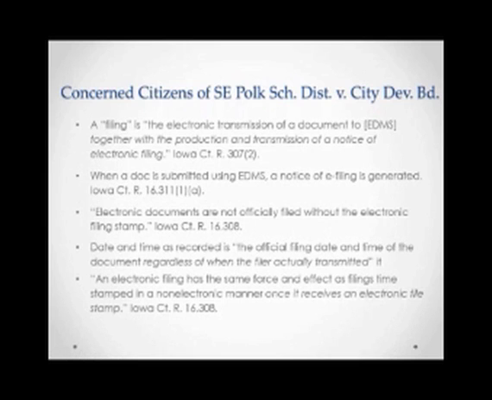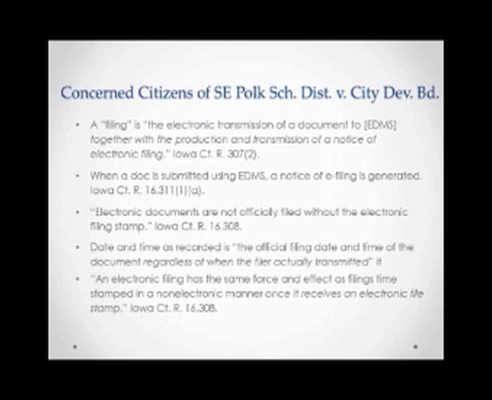So here are a lot of excerpts from that decision and from the actual Chapter 16 rules. The court here really takes this apart, goes over this language pretty carefully. Filing is defined under the EDMS rules as the electronic transmission of a document together with the production and transmission of the notice of electronic filing. So that's expressly referenced there.